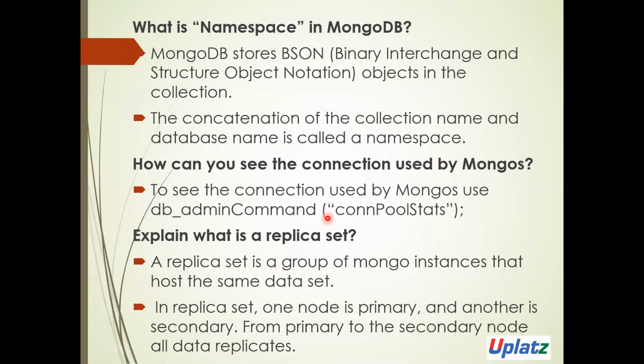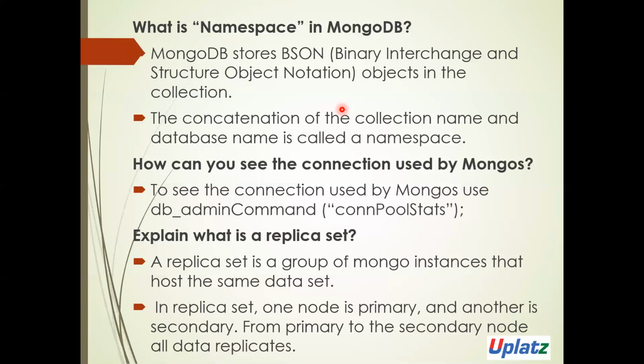So the next question is, what is meant by namespace in MongoDB? This is one of the more frequent questions they ask. It stores BSON, which is nothing but Binary JSON, a binary serialized representation of JSON. What it will do is concatenate the collection name and database name. For example, if our collection name is restaurant and my database is test, then test.restaurant is my namespace.